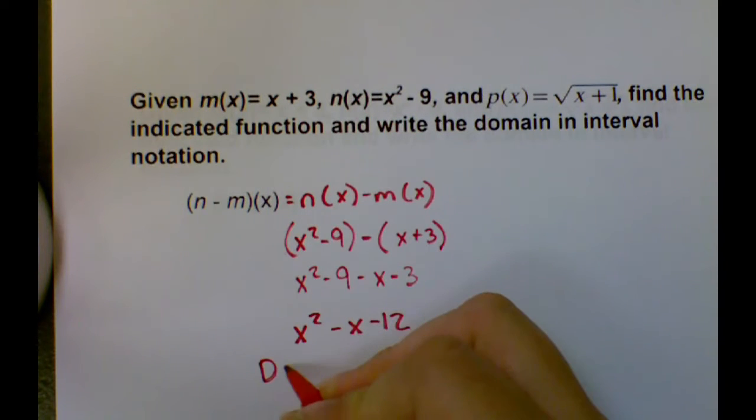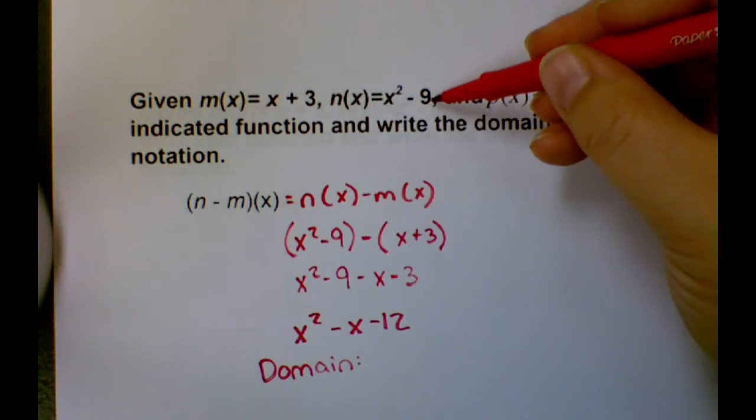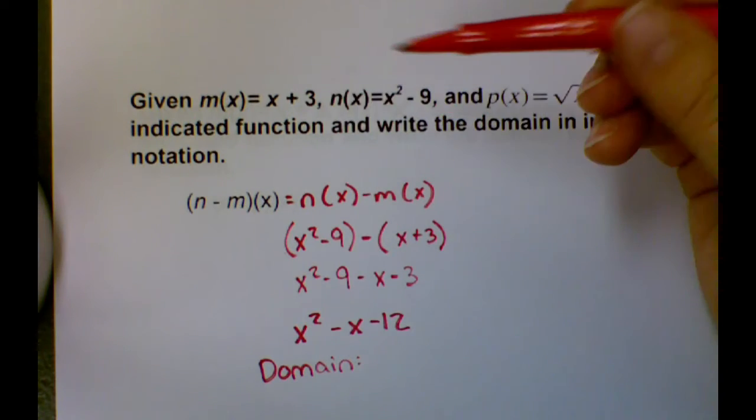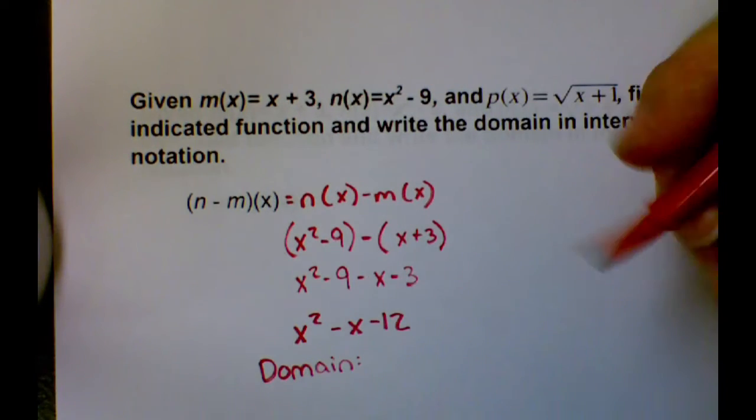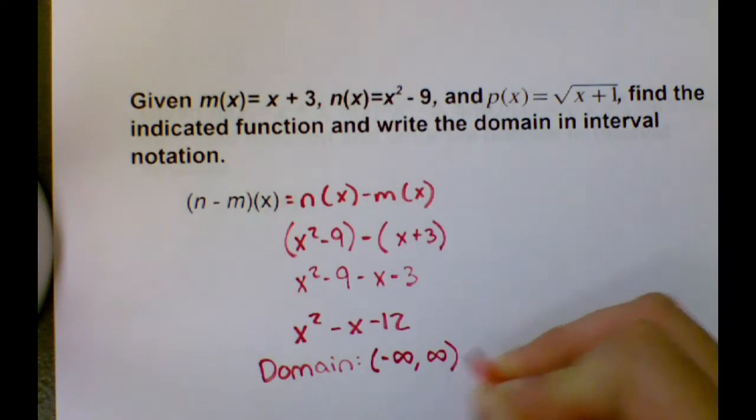We also have to state our domain. Well, the domain of n is all real numbers. The domain of m is all real numbers. So the domain of their subtraction is all real numbers, which is negative infinity to positive infinity.